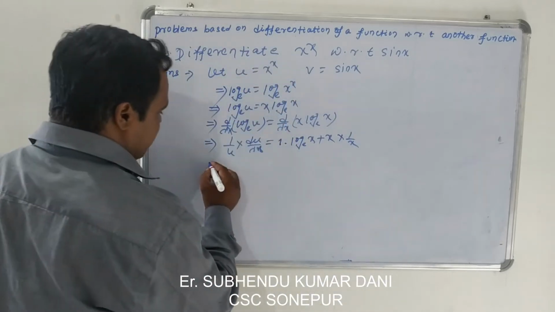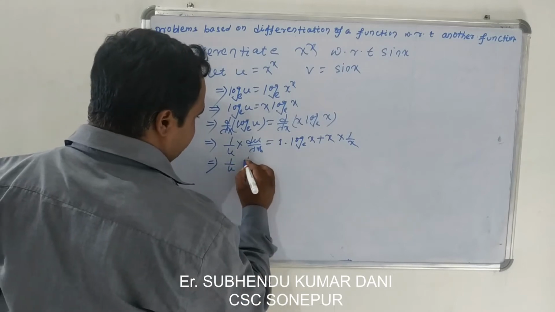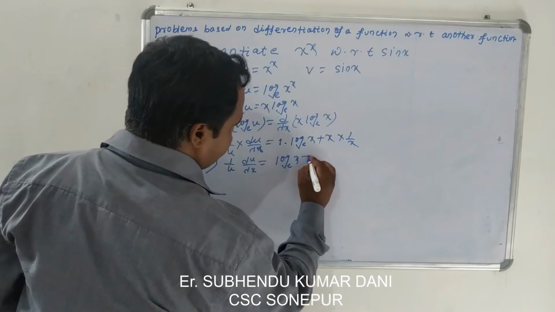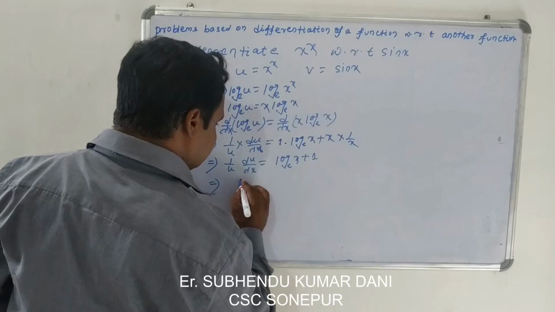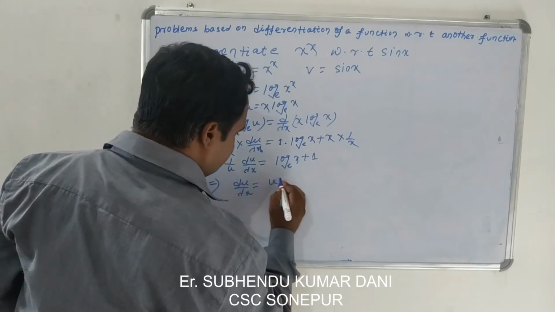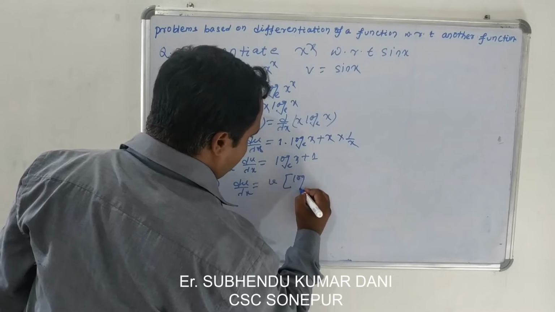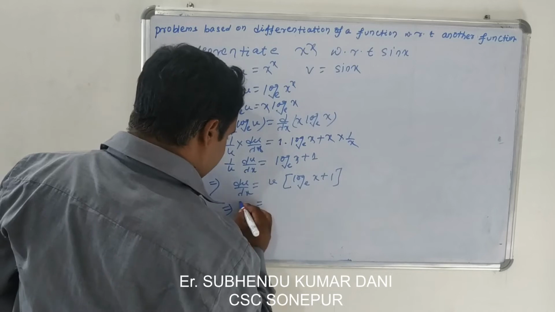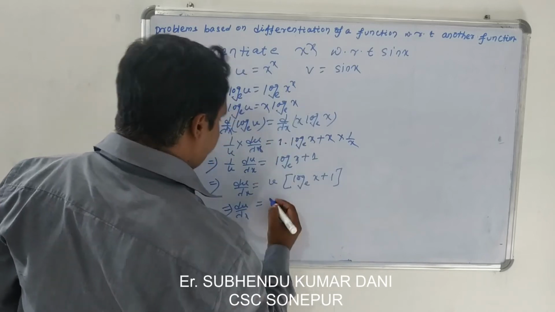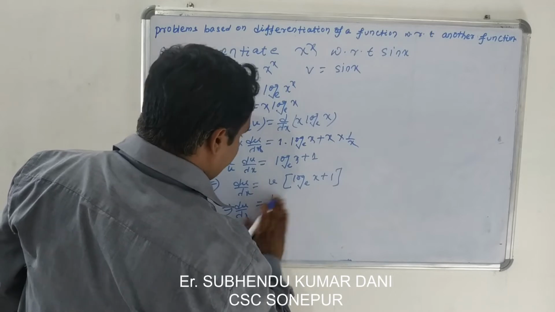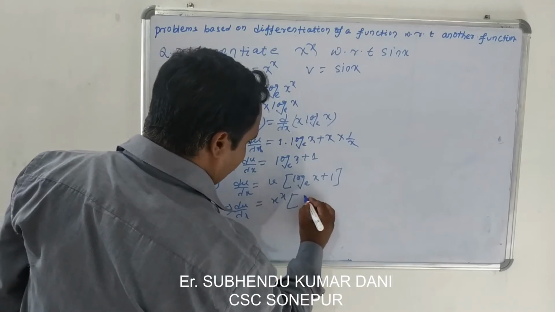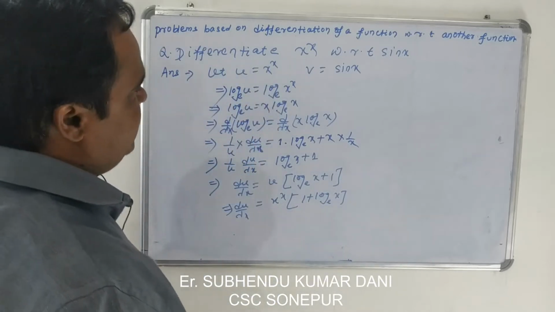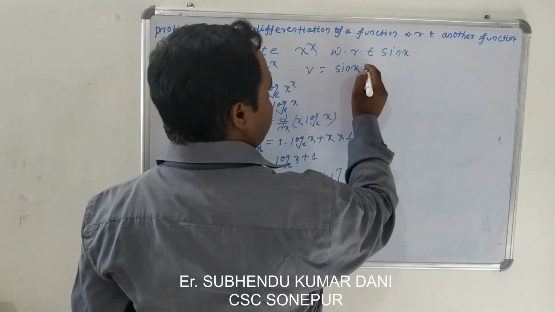Okay. Now this implies that 1 by u du by dx equals log base e of x plus 1. So du by dx equals u times log base e of x plus 1. Now what is the value of u? du by dx equals x to power x times 1 plus log base e of x. That is the value of du by dx.